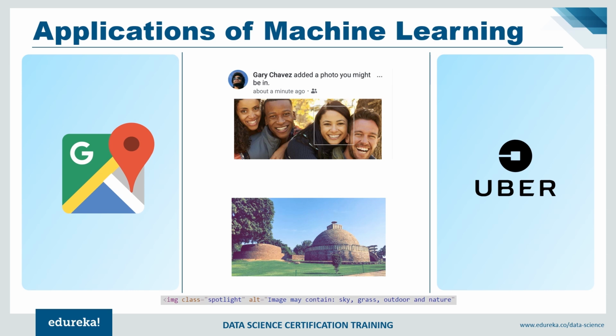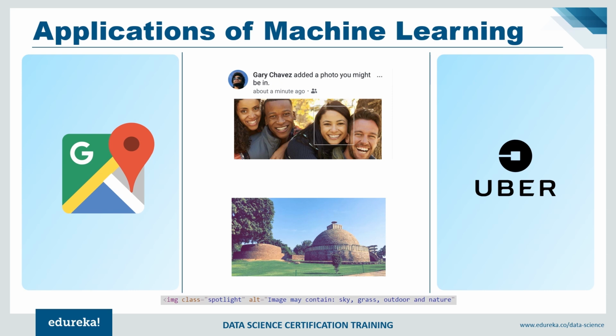Now, coming to the second application, which is social media, if we talk about Facebook. One of the most common applications is automatic friend tagging suggestion in Facebook. And I'm sure you might have gotten this. It's present in all the other social media platforms as well.